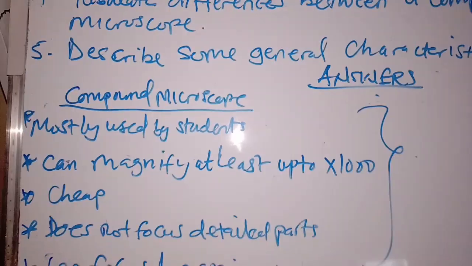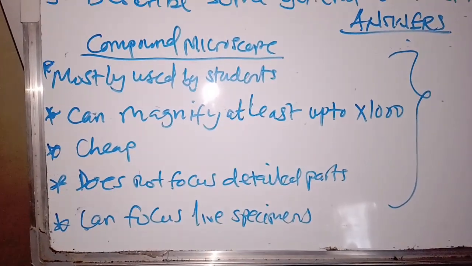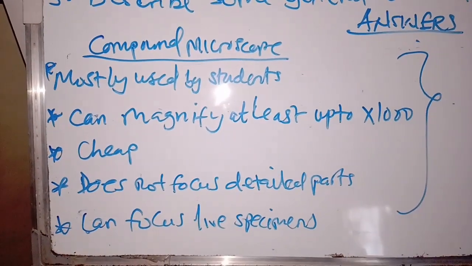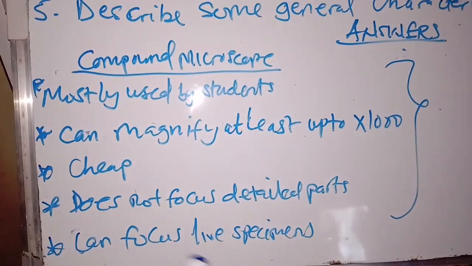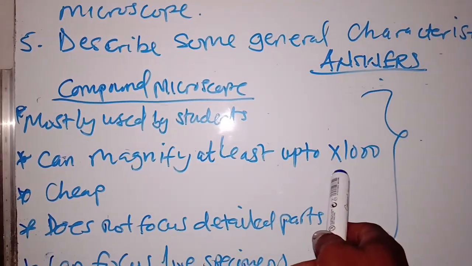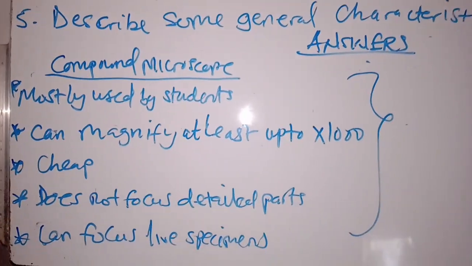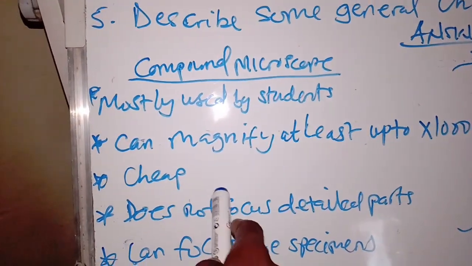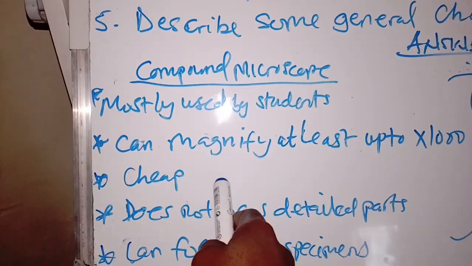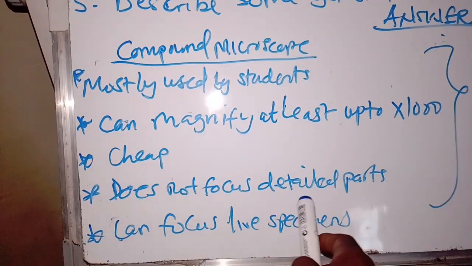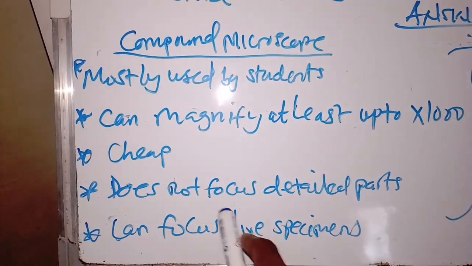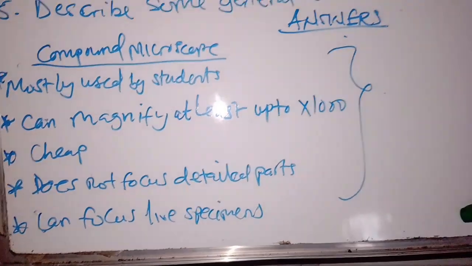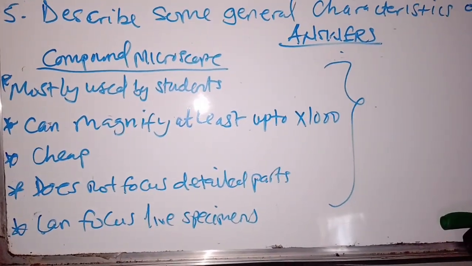The opposite of this, which means the electron microscope, is used mostly by professionals in different industries, and can magnify higher than 1000. In terms of cost, this one is cheap, the electron is expensive. It can focus detailed parts, because the compound microscope does not focus detailed parts compared to electron. So you can just say the opposite of that.